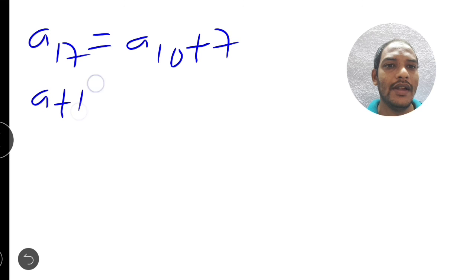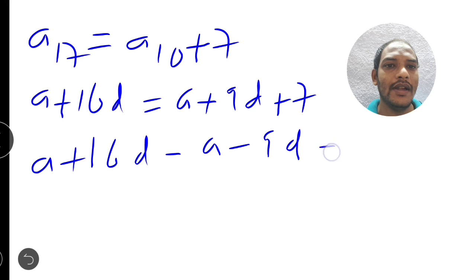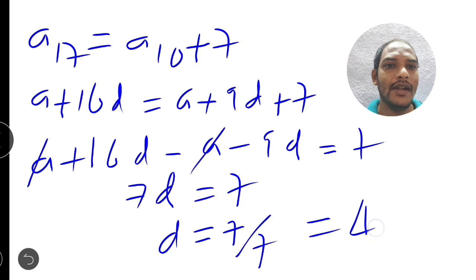So A plus 16D equals A plus 9D plus 7. To find the D value, A plus 16D minus A minus 9D, keep the constant number as it is. So plus A minus A cancel. 16D minus 9D is 7D equals 7. So then D equals 7 by 7, so it equals 1. So D, which is the common difference, is 1.